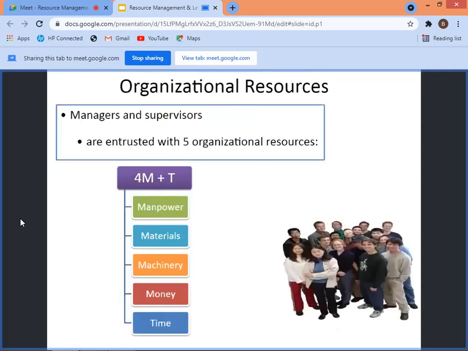So these are the organizational resources I was talking about, the 4M plus T. These are all entrusted to you by the organization. So manpower, materials, machinery, money, and time. What are you going to do with the manpower? You have to make them effective and efficient. How are you going to do it? You have to train them. You have to develop them. You need to give them induction training. What is induction training? Role structuring.